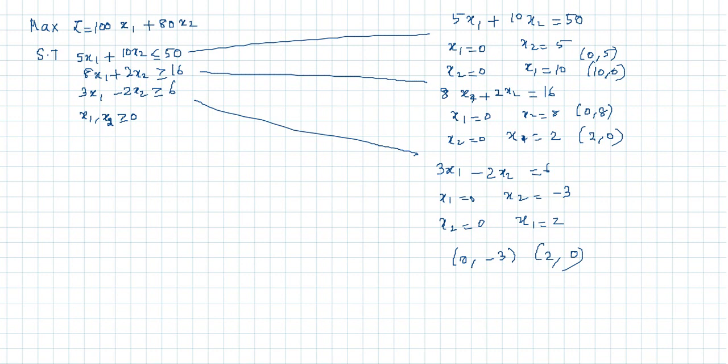So the points are 0 comma 5 and 10 comma 0 for the first constraint, 0 comma 8 and 2 comma 0 for the second constraint, and 0 comma minus 3 and 2 comma 0 for the third constraint. Let me draw the graph.